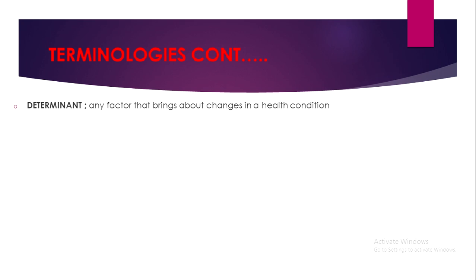The other word is determinant. Determinant: any factor that brings about changes in health condition, we call it determinant. Morbidity and mortality. So morbidity is illness due to a specific disease, and morbidity rate is disease rate.